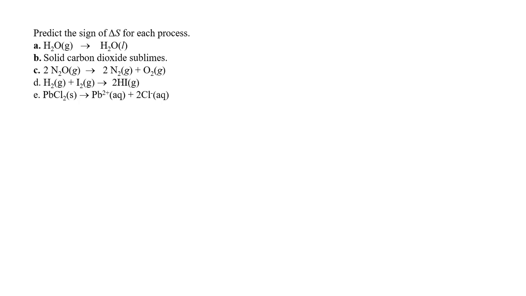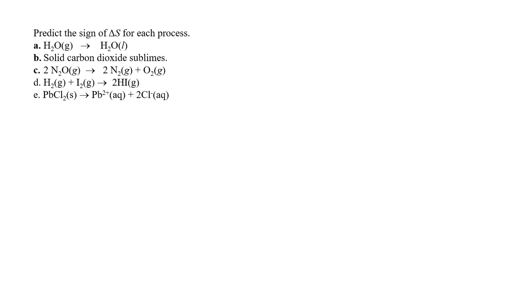So the first problems will ask you to predict the sign of delta S, that is the change in entropy of a substance. So for these ones, what you are looking for is, are we forming more of a gas or less of a gas? Are we forming more of a solution or less of a solution? What you are looking for is, are we increasing disorderliness or are we increasing orderliness? So let's look at the problems.